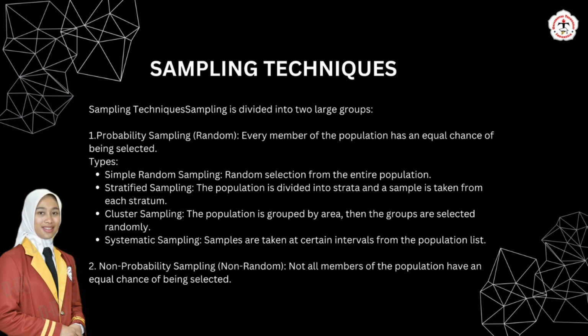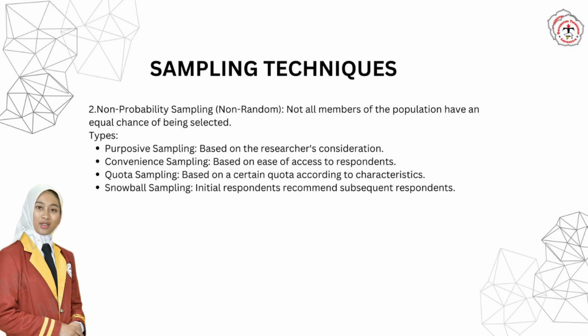Second, non-probability sampling, which is non-random. Not all members of the population have an equal chance of being selected.